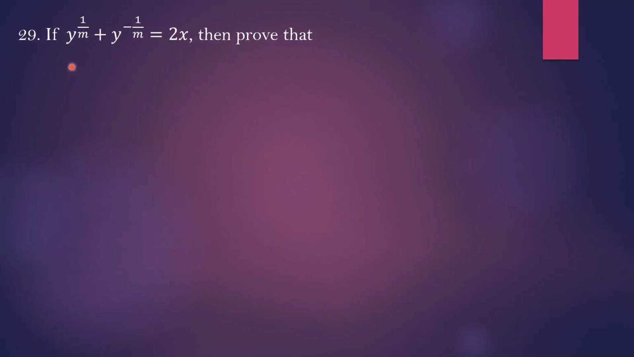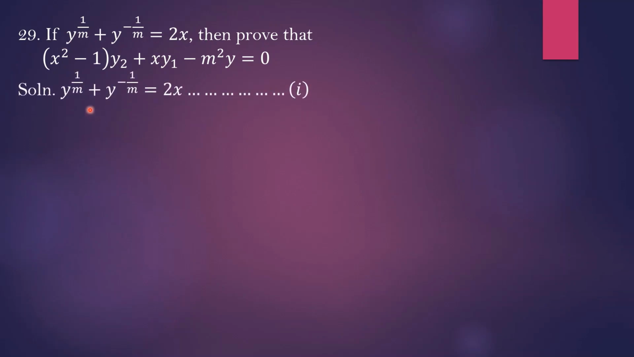So now you take this question: if y to the power 1 by m plus y to the power minus 1 by m is equal to twice x, then prove that x square minus 1 into y2 plus xy1 minus m square y is equal to 0. This is your question, and then you begin with the given expression. Solution: y to the power 1 by m plus y to the power minus 1 by m is equal to twice x.